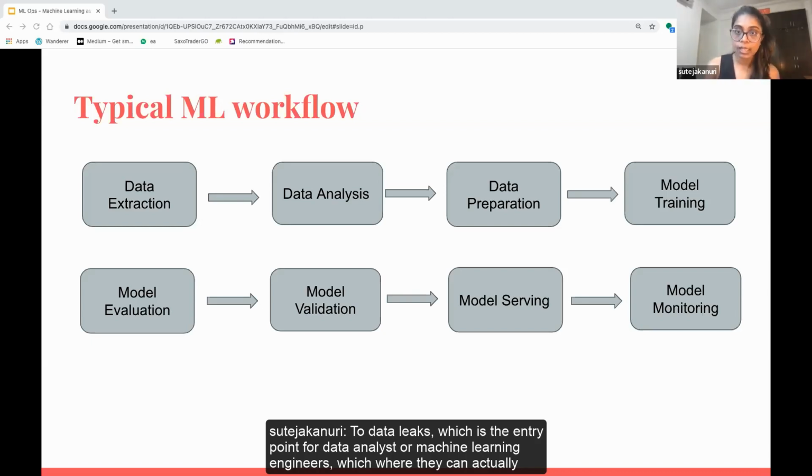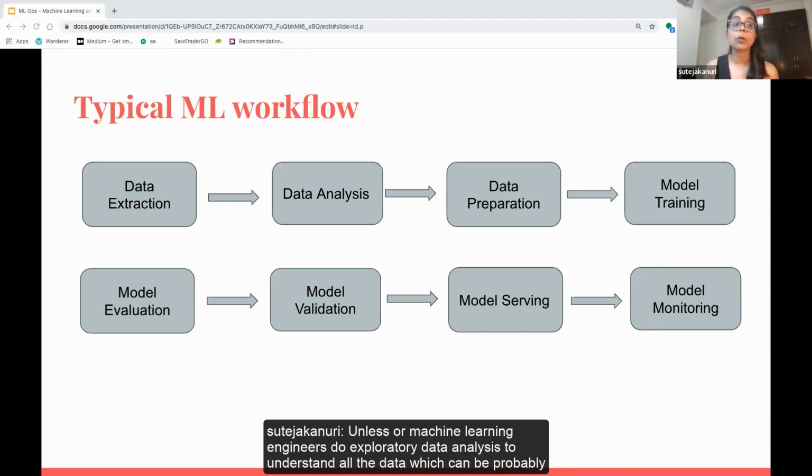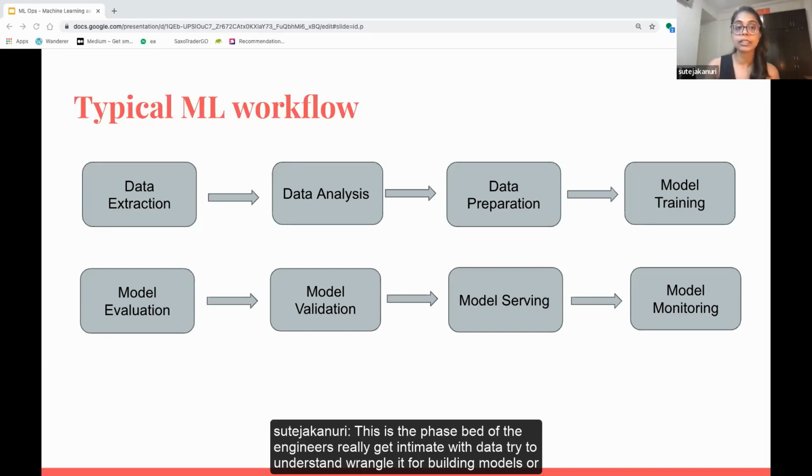In this phase, analysts or machine learning engineers do exploratory data analysis to understand all the data which can probably be an input to the machine learning model. This is the phase where the engineers really get intimate with the data, try to understand it, and wrangle it for building models or for preparation of data.